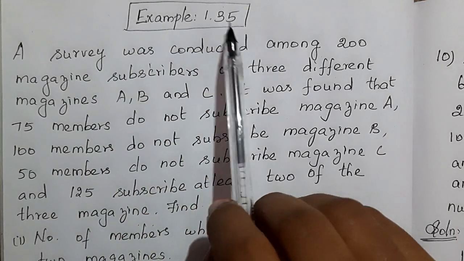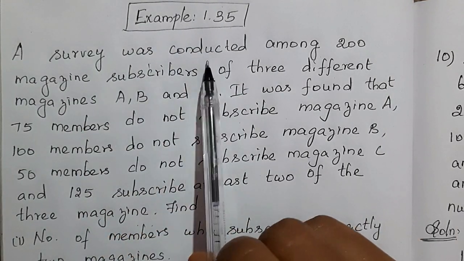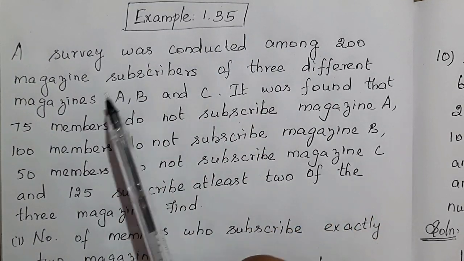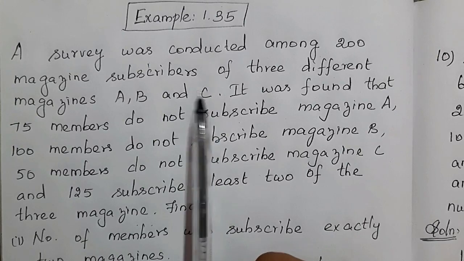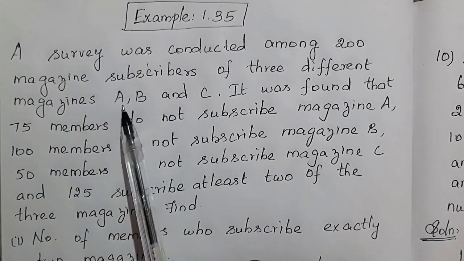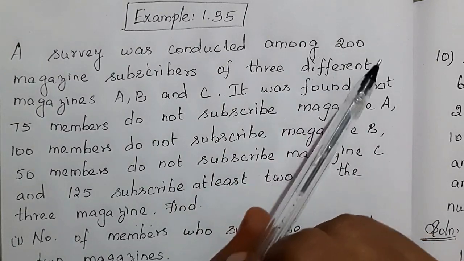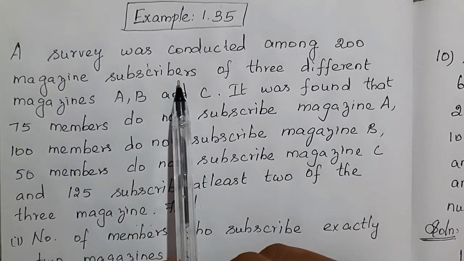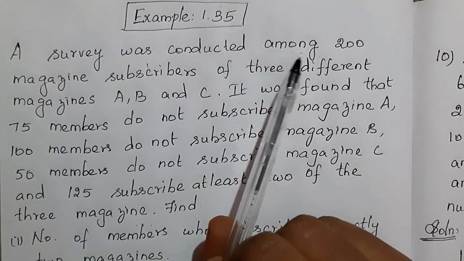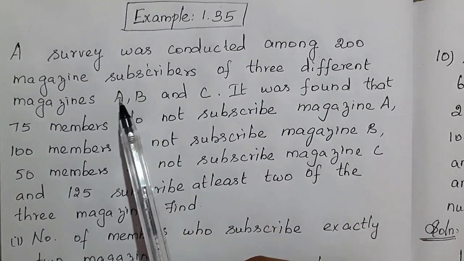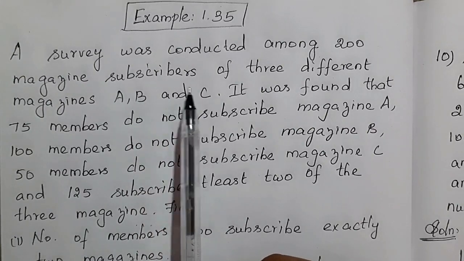Example 1.35. The survey was conducted among 200 magazine subscribers of 3 different magazines A, B and C. Meaning, there are 3 types of magazine A, B, C. There are 200 subscribers, so the survey was conducted among only the 200 subscribers. The subscribers subscribe to magazines A, B and C.